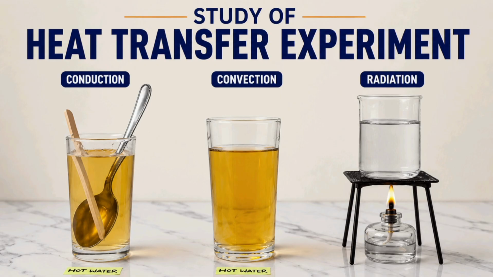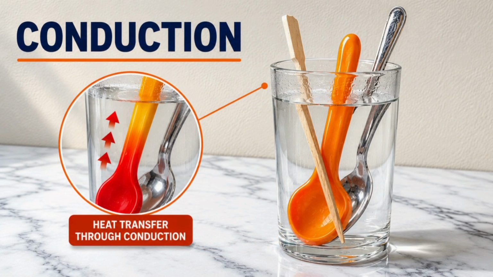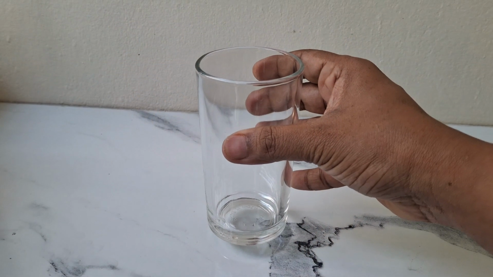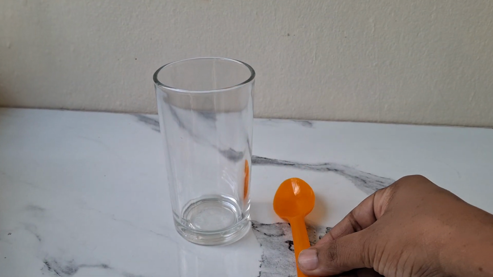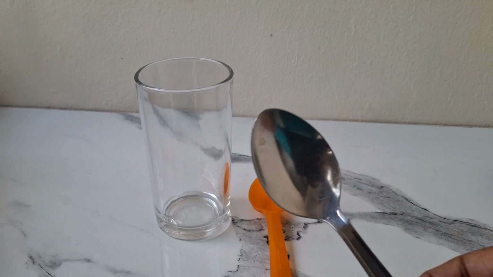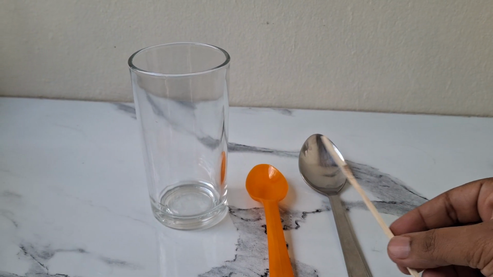So the three modes of heat transfer, conduction, convection and radiation, need to be studied. Let us study each one through simple home-based experiments. The first experiment is heat transfer by conduction. The aim of this experiment is to demonstrate heat transfer through direct contact and compare the thermal conductivity of different materials. The materials required are a metal spoon, a wooden spoon, a plastic spoon and a cup or glass containing hot water.